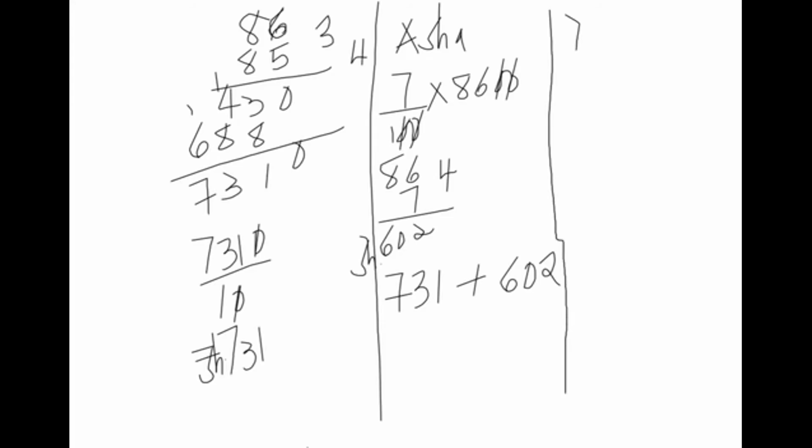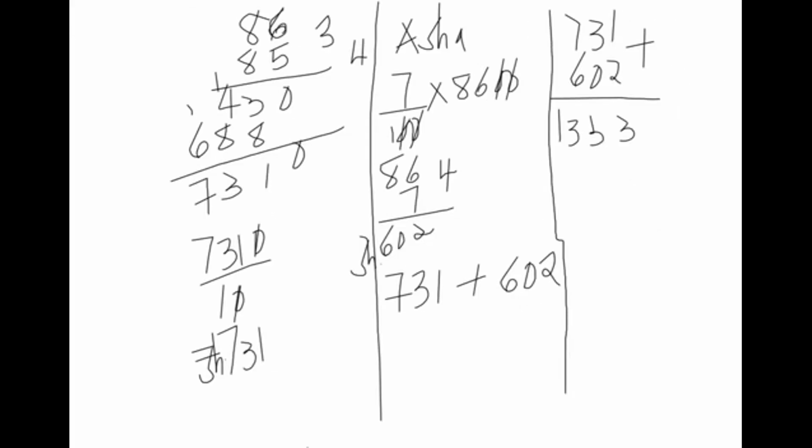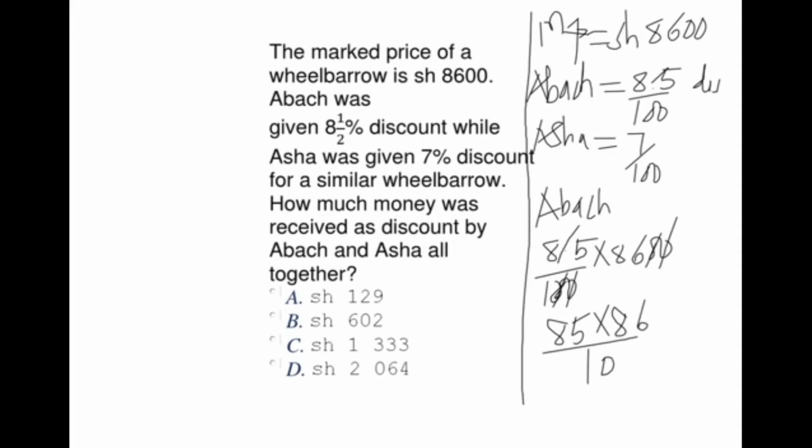So 731 plus 602 equals: 2 plus 1 is 3, 3 plus 0 is 3, 7 plus 6 is 13. So we have 1,333 shillings given as discount for a batch and Asha.